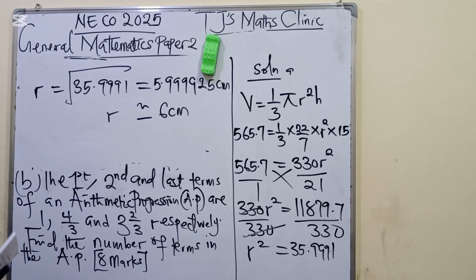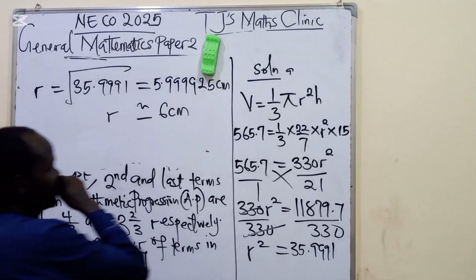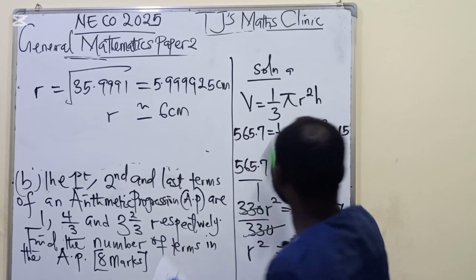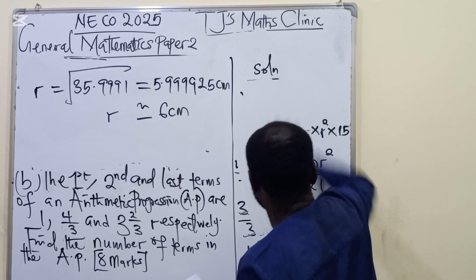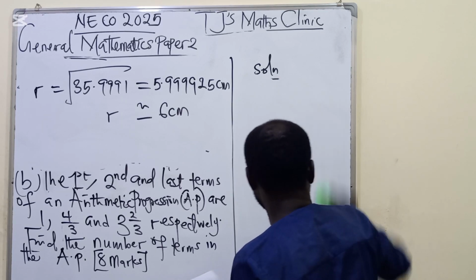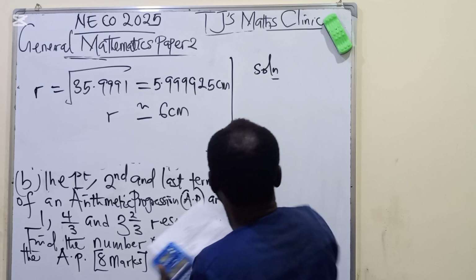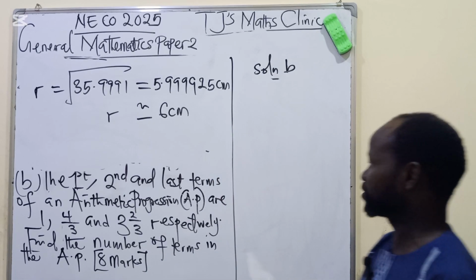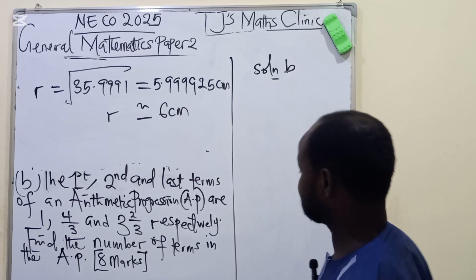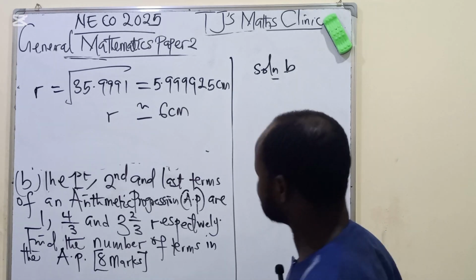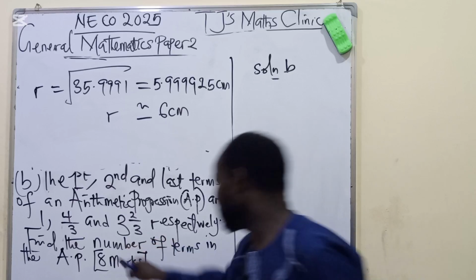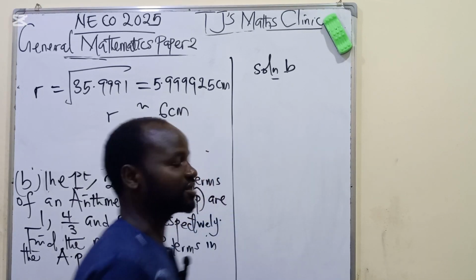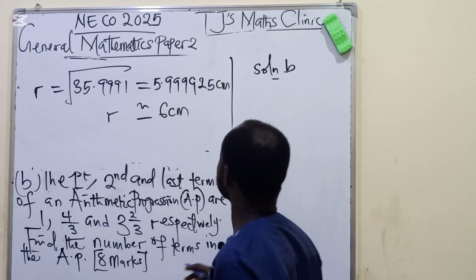So this is the solution to 3a: 6 centimeter, because the unit from the question is in centimeter. Let's move to 3b quickly. Let's read the question. The first, second, and the last terms of an arithmetic progression, AP, are 1, 4 divided by 3, and 3 whole number 2 divided by 3, respectively. We are asked to find the number of terms in the AP. So this is from sequences and series, under arithmetic progression.